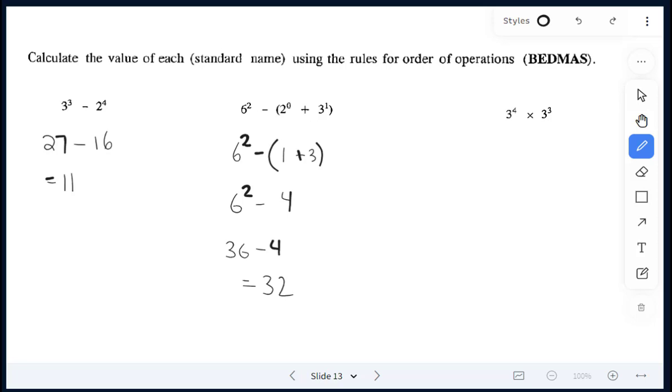All right, let's try the last one here. 3 to the power of 4, so put that in your calculators. Gives you 81 times, we have 3 to the power of 3, that is 27. So now we have 81 times 27, which is equal to 2,187.